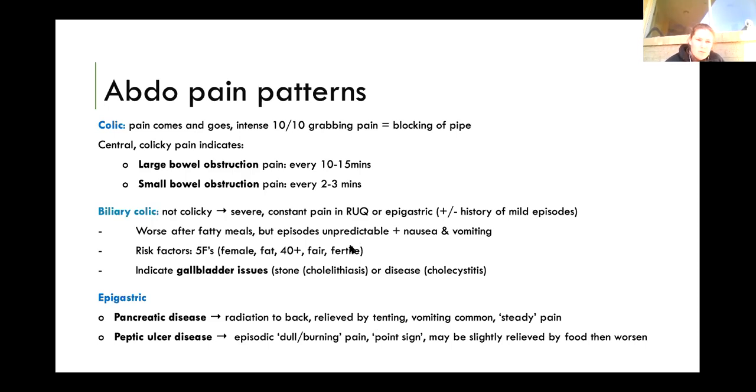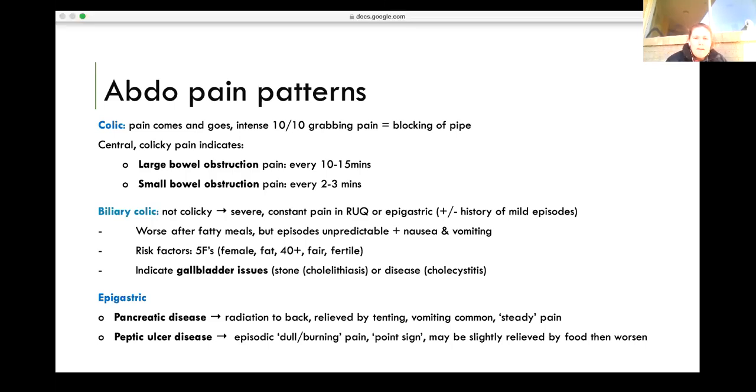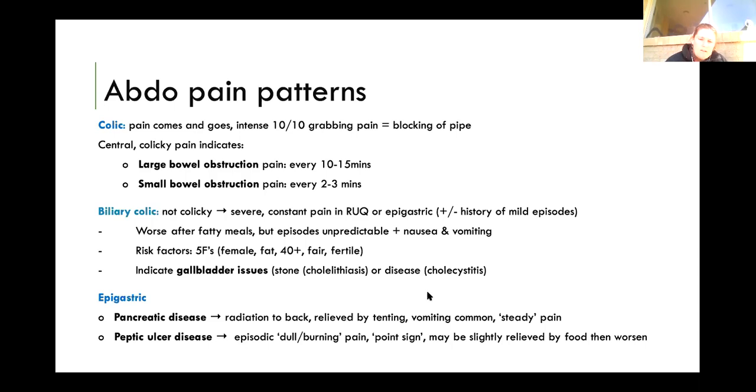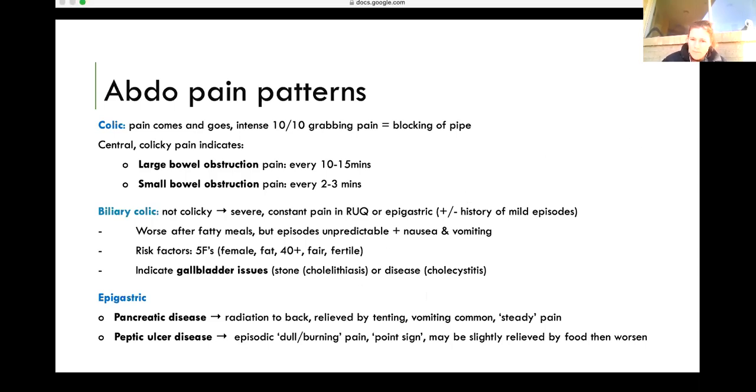Biliary colic is not really a true colic because the pain is constant, and it's in the right upper quadrant. Usually there's like a constant background pain and then bursts of more severe pain on top of it. So it's right upper quadrant or epigastric as well. And they might have a history of having similar episodes in the past. Worse after a fatty meal, but can be a little bit unpredictable, and can be associated with nausea and vomiting. As Charlotte mentioned before, the risk factors are female, fat, 40, fair, fertile, and often indicate a gallbladder pathology. So it could be a stone or inflammation.